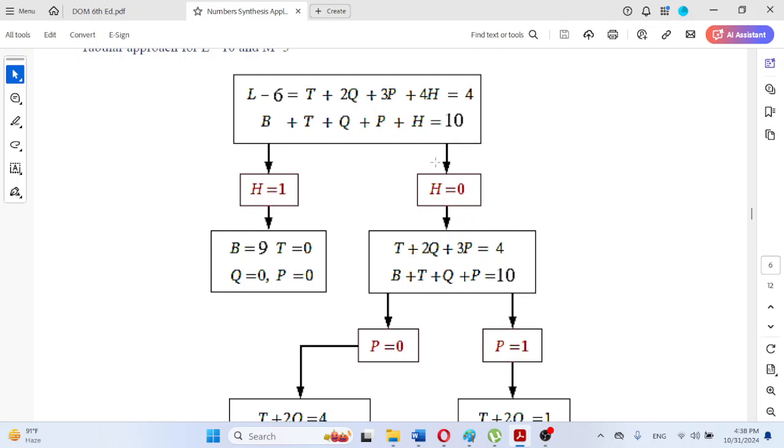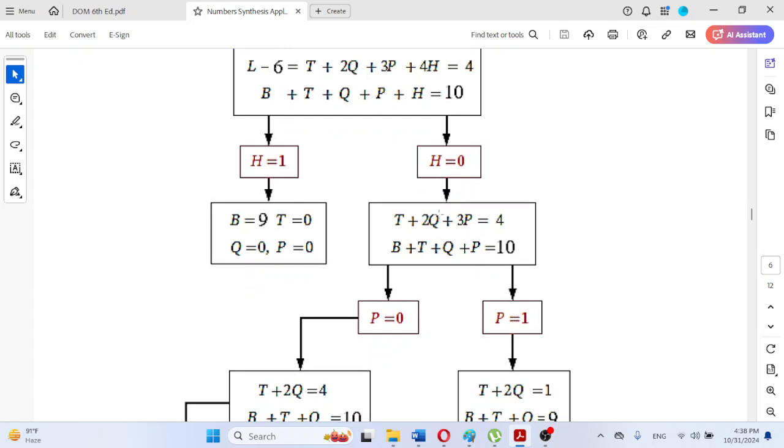So if the other value H is equal to 0 is used, we observe that the equation is reduced to T plus 2Q plus 3P is equal to 4, and the lower equation is reduced to B plus T plus Q plus P is equal to 10. In this equation we further observe that the highest order link is the pentagonal link.